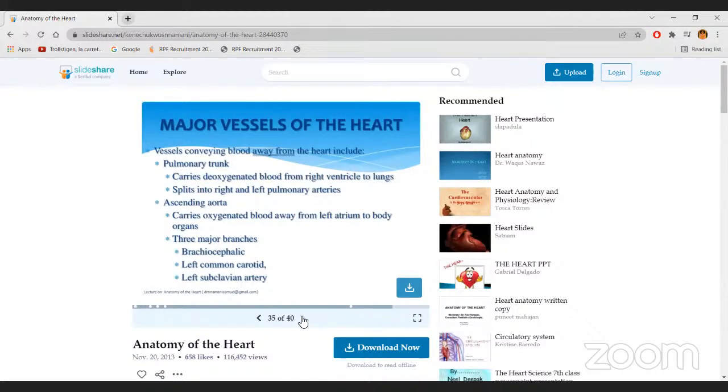The vessels conveying blood away from the heart include the pulmonary trunk, which carries deoxygenated blood from the right ventricle to the lungs and splits into the right and left pulmonary arteries. The ascending aorta carries oxygenated blood away from the left ventricle to body organs. It has three major branches: brachiocephalic, left common carotid, and left subclavian artery.